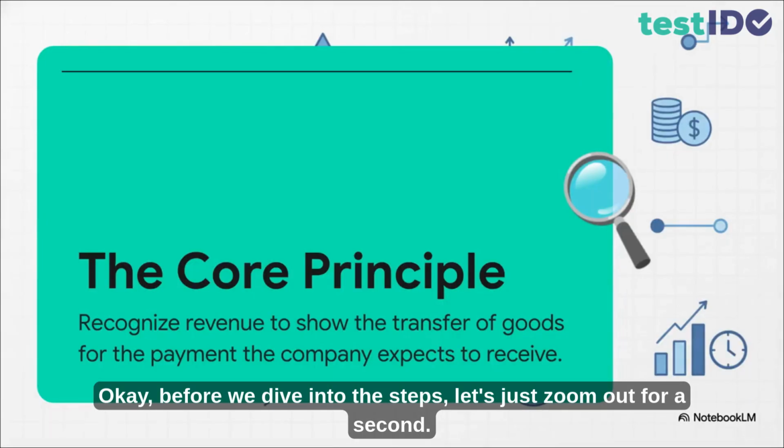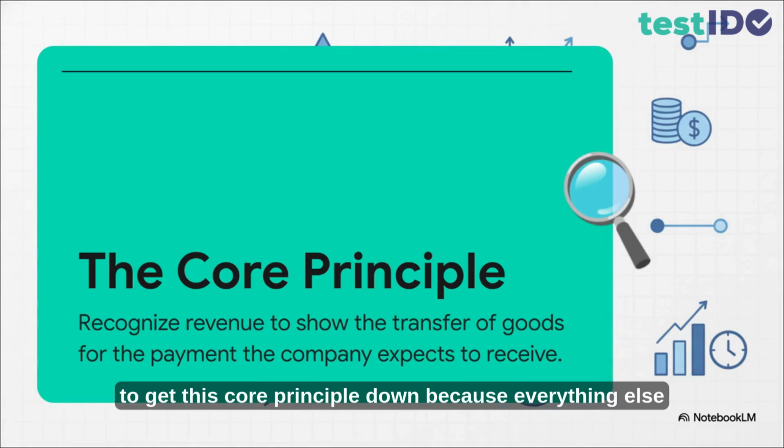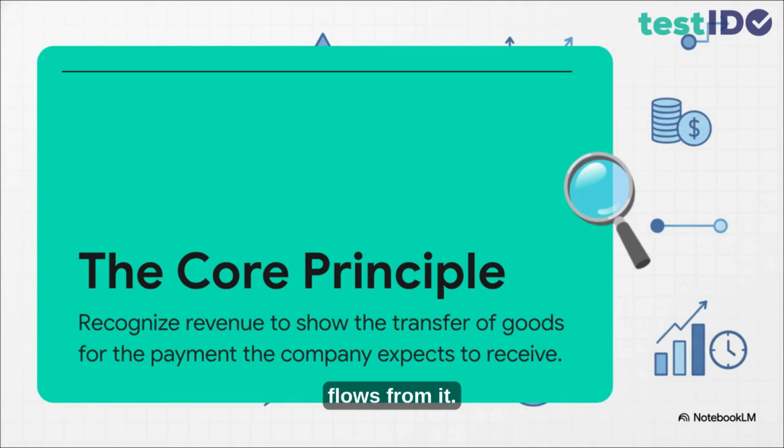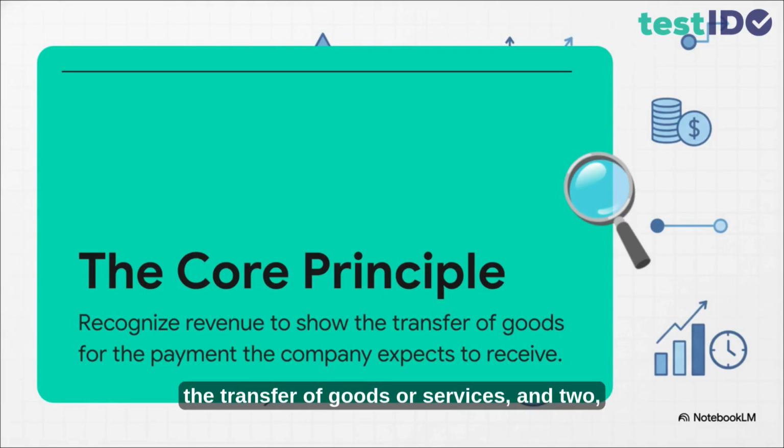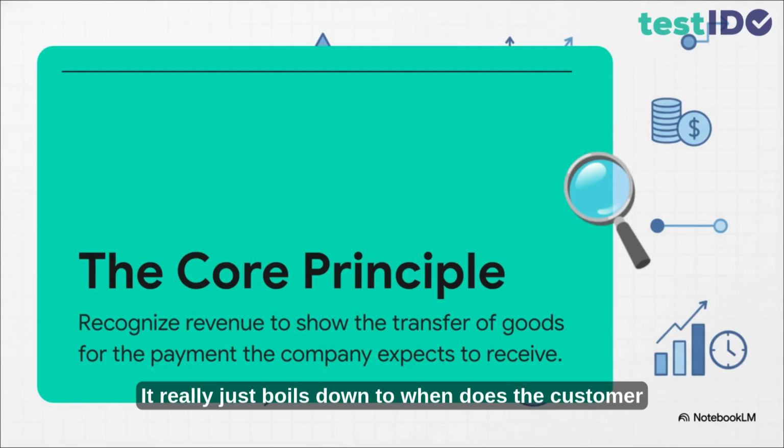Okay, before we dive into the steps, let's just zoom out for a second. It's so important to get this core principle down because everything else flows from it. If you remember nothing else, remember these two things. 1, the transfer of goods or services, and 2, the payment the company expects to receive. It really just boils down to when does the customer get control and for how much money.